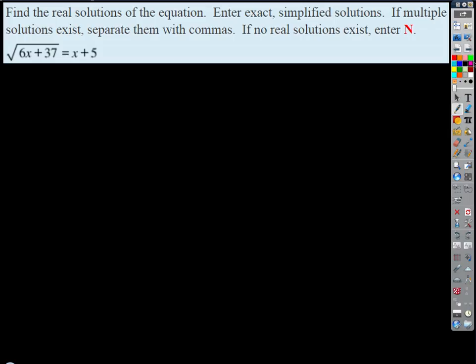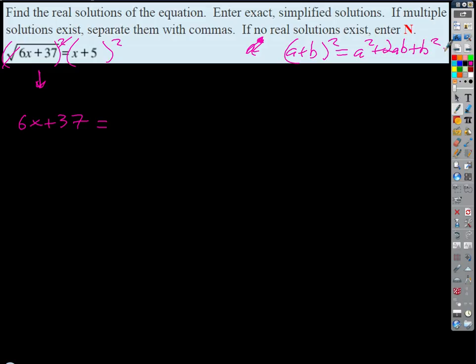Okay, this guy right here, same kind of thing, right? I've got a radical that's isolated, so I'm just going to square both sides. Well, on this side, that's easy. It just cancels the radical, and I get 6x plus 37. Over here, I'd have to FOIL it out, right? Let's just use the pattern a plus b squared equals a squared plus 2ab plus b squared. You could just multiply x plus 5 times x plus 5. It works. This is quicker.